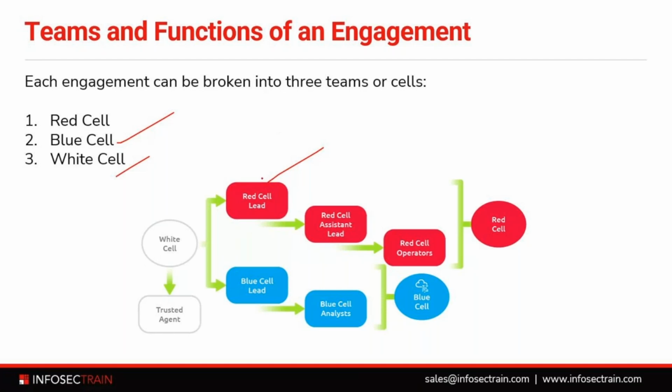Now we have red cell lead or red team lead, right? So the red team lead will plan and organize engagements at a high level, right? Delegates assistant lead and operators engagement assignments, right? Then we have assistant lead. So assistant lead will assist the team lead in overseeing engagement operations and operators, and can also assist in writing engagement plans and documentations if needed.